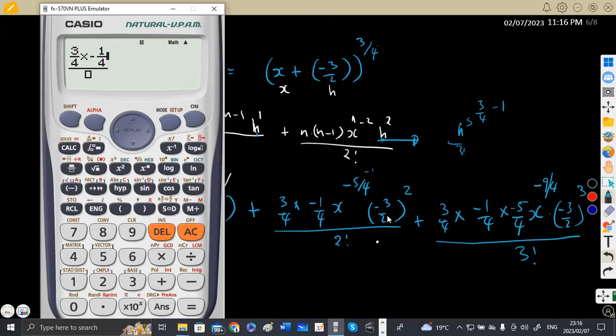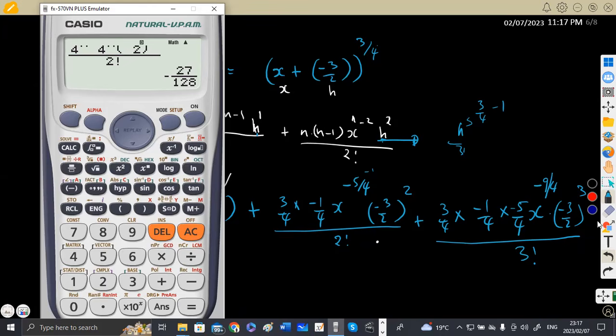Then we multiply this negative 3 over 2 in bracket squared. So we are going to open a bracket, negative 3 over 2, then we square that bracket, okay? So that's squared over 2 factorial. So 2 factorial is shift, you go to the factorial there, which is going to be negative 27 over 128.